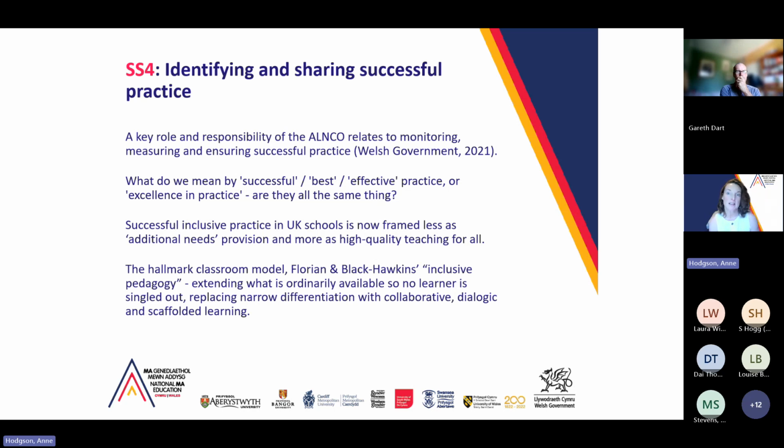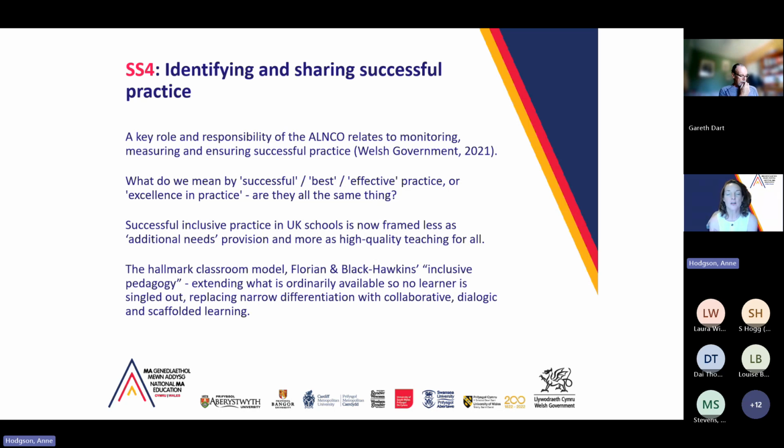And we need to think about the sorts of terms that we use around successful practice, best practice, effective practice, excellence in practice. Are all of these things the same thing? Do they mean the same thing, or do they have slightly different connotations? How are we measuring if something is best practice? Is that the same as something being successful practice or effective practice? So we really need to think these through, especially when we're framing stuff within our settings.